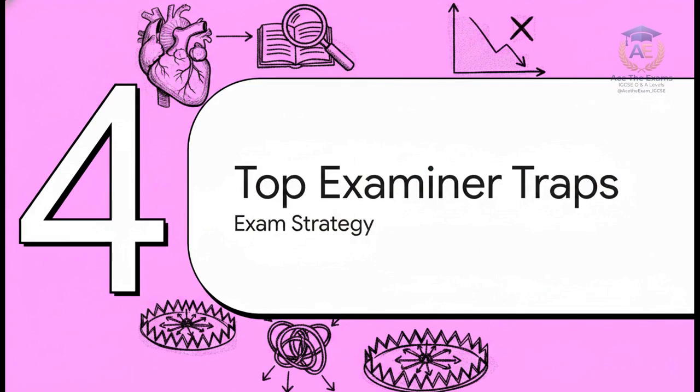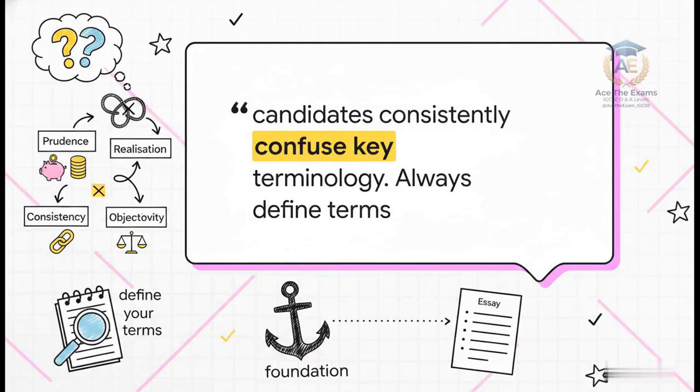Finally, Section 4, Top Examiner Traps. So, despite knowing all of this, where does it all go so horribly wrong on exam day? We've done a full autopsy on past examination failures by pulling data straight from the Cambridge Principal Examiner reports. These are the exact recurring traps that catch candidates out every single year. First, look at this direct quote. This is a massive examiner alert.